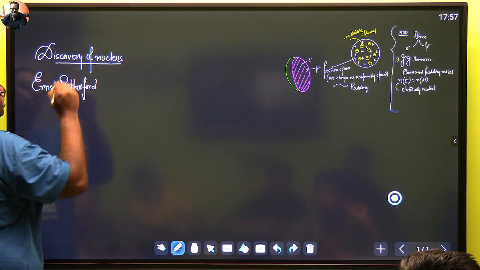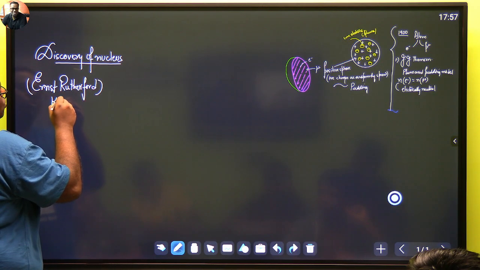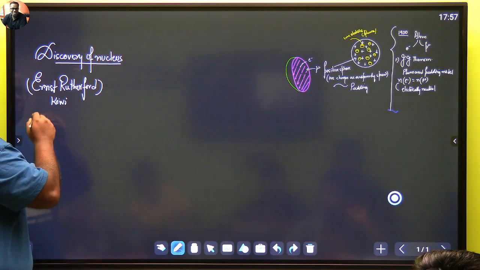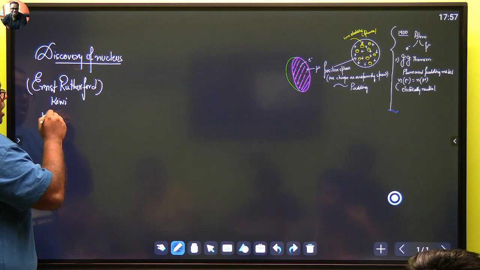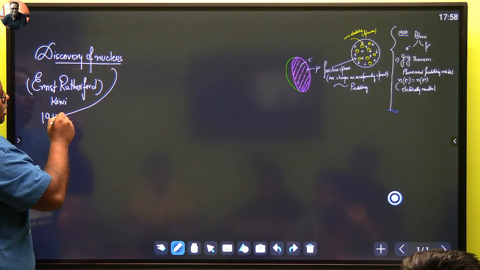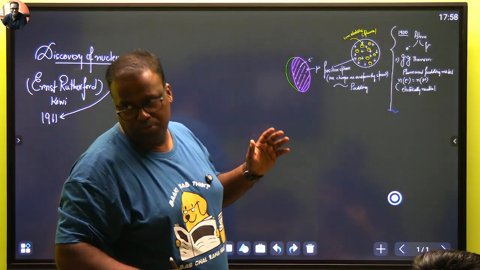Ernest Rutherford was a Kiwi. He belonged to New Zealand. He also has a Nobel Prize to his name, and his Nobel Prize is credited to the discovery of the nucleus in the year 1911. But Rutherford died very young, at the age of 40.